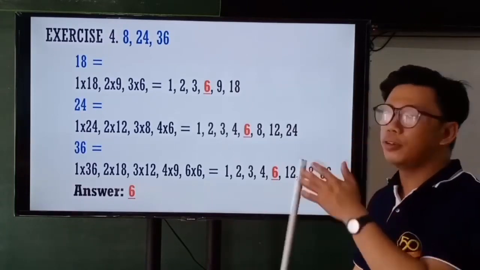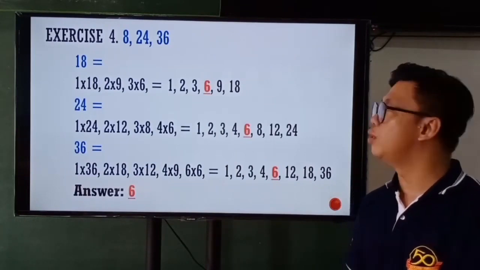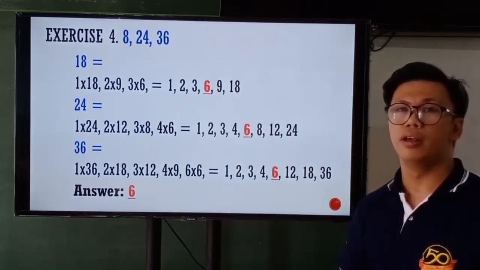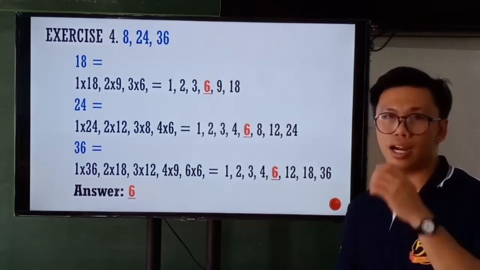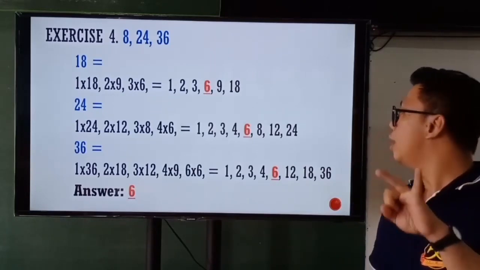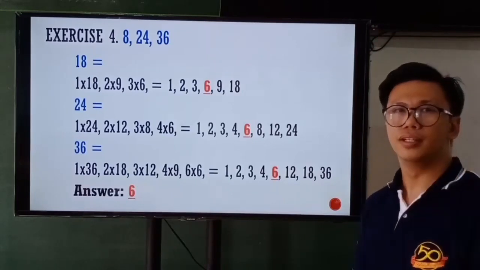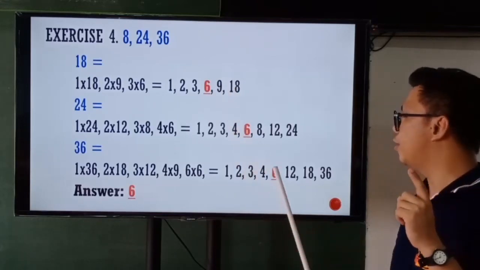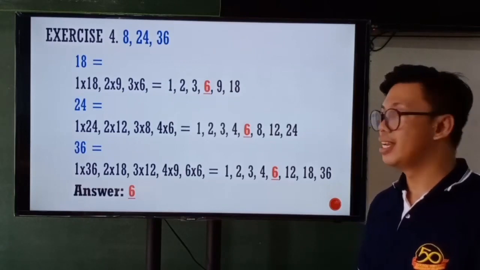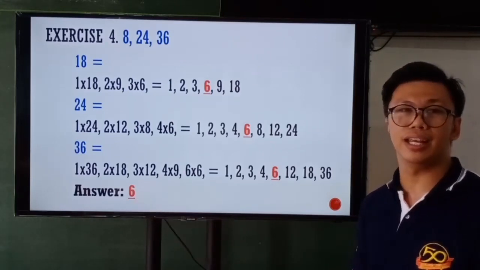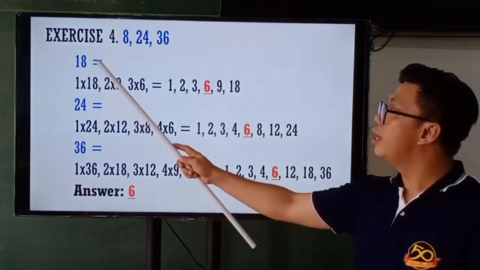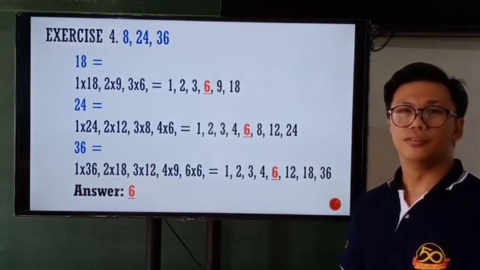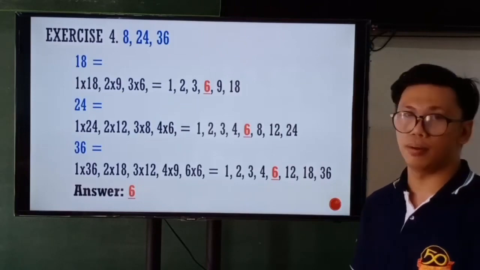So after getting the common factors, what is next? Very good. We can now find the highest common factor, or the largest common number. What is the largest common number of 1, 2, 3, and 6? Okay, so the highest common factor is 6. Therefore, our answer is 6. Why 6 again? Because that is the highest common factor of 18, 24, and 36. Did you get the correct answer? Very good. So that is for our exercise number 4.